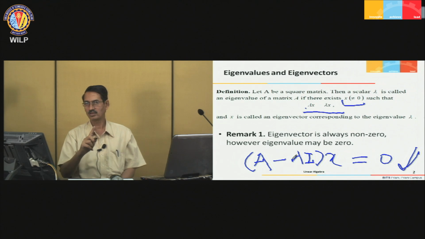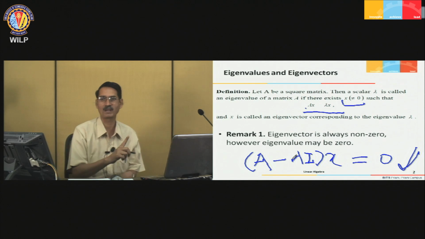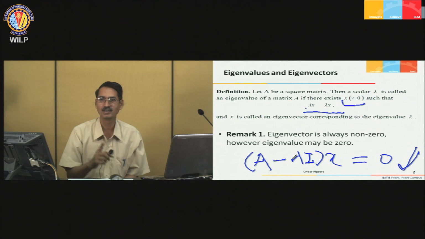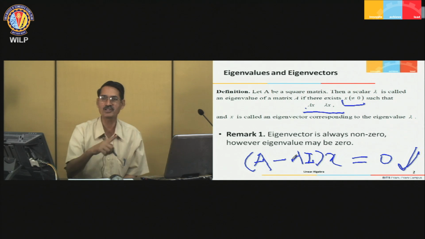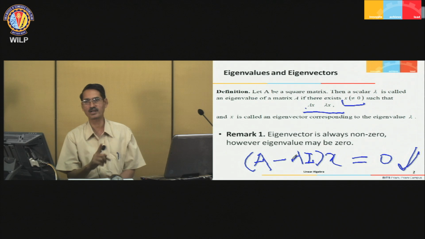And therefore, this eigenvector is never 0 by definition itself. However, lambda equals 0 is permitted. An eigenvalue may be 0, but an eigenvector is never 0. That is the first important remark.